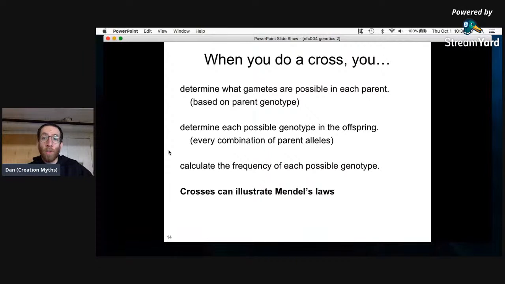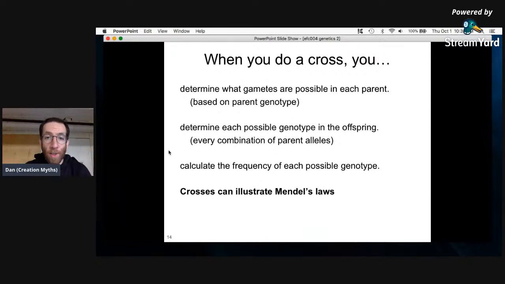And then what you want to do is calculate the frequency of the possible offspring genotypes. What fraction of the offspring are going to be homozygous dominant versus homozygous recessive versus heterozygous? And phenotypically, what fraction of the offspring are going to have the dominant versus the recessive phenotype? Okay, that's what we want to do.